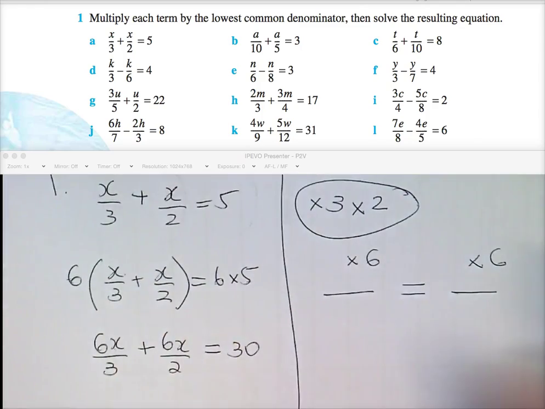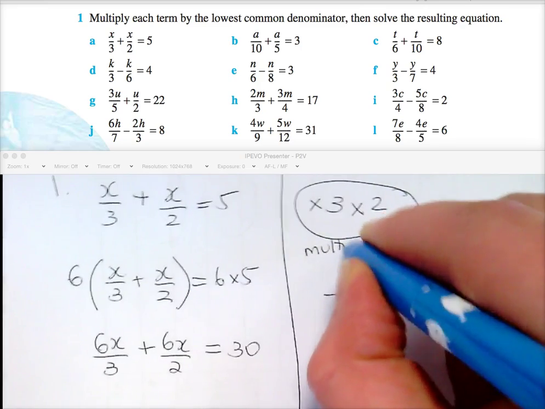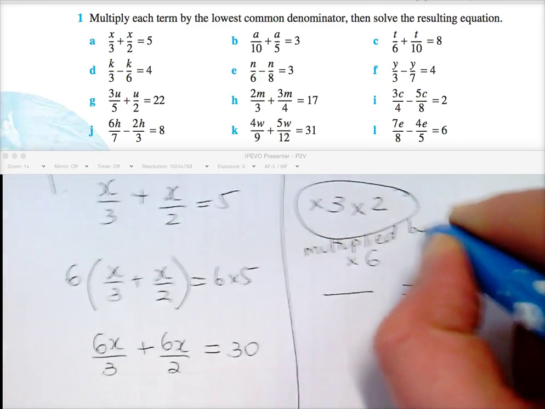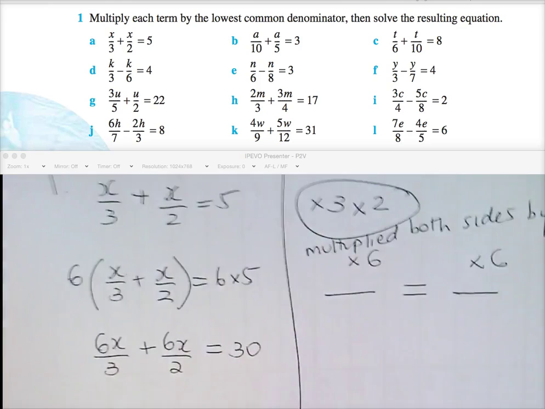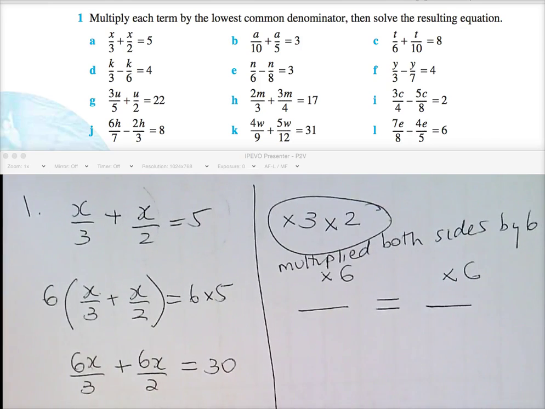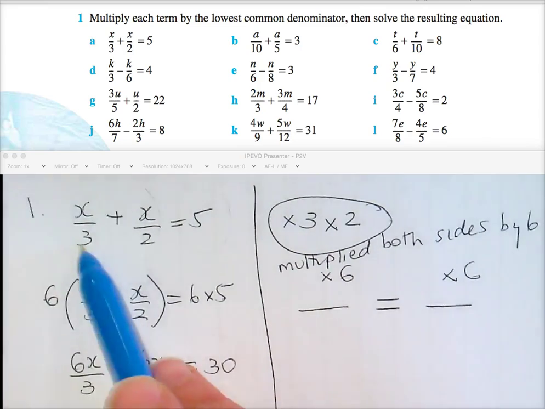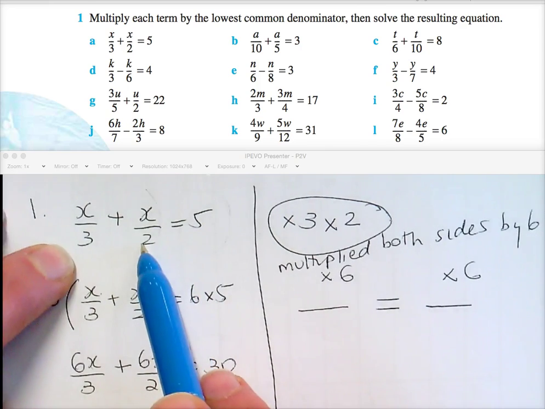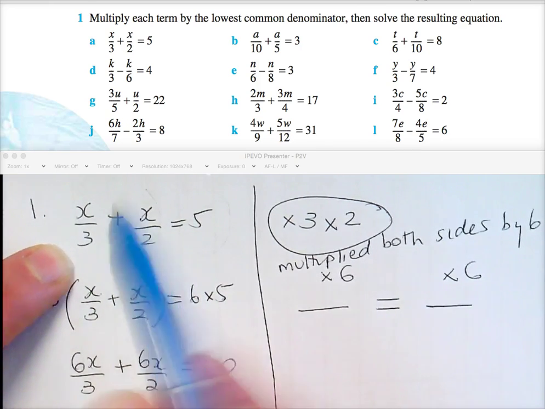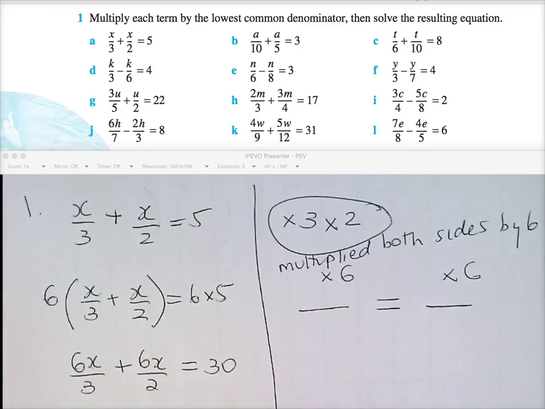So what have I done? I've multiplied both sides by 6. Do you know why? I've got to undo the divide by 3 and the divide by 2. The opposite or inverse of divide by 3 and divide by 2 would be to times by 6, but there's a quicker method. Look what's on the denominators, 3 and 2. What number do 3 and 2 both go into? 6. So you just multiply both sides by 6.